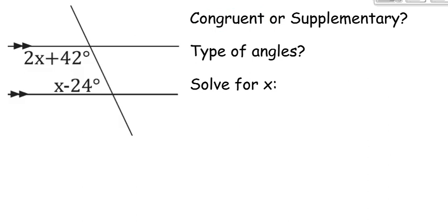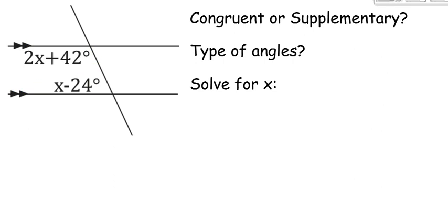All right, congruent or supplementary. So first of all, let's see what kind of angles these are. These are same side interior, because they're both on the inside, and they're both on the same side of the transversal. The lines are parallel, and by looking at them, you can clearly see that they are not congruent to each other. That's an obtuse angle, and that is an acute angle. So they are not going to be equal to each other this time.